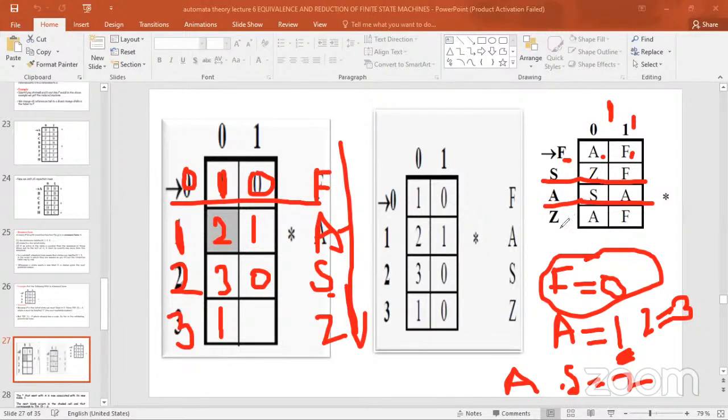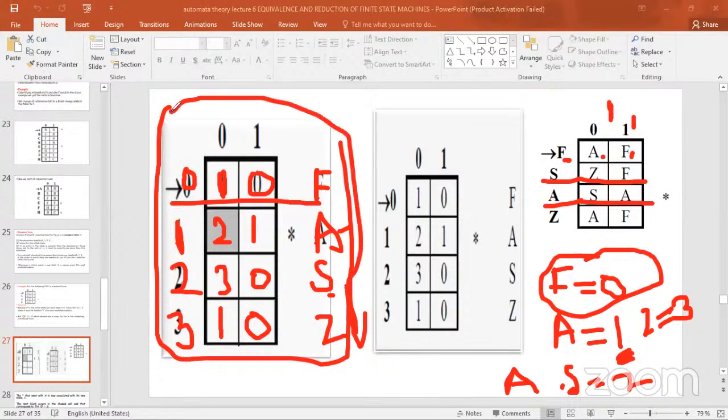Now you are at state Z, you read a 1. Where do you go to? F. Right? So F has been given the value of what? 0. So this is how you put your stuff in standard form generally. Do you understand how we went through the process of putting it in standard form? Yes, sir.